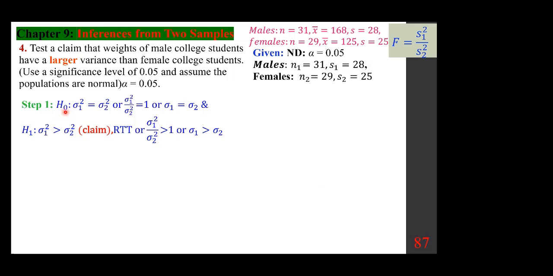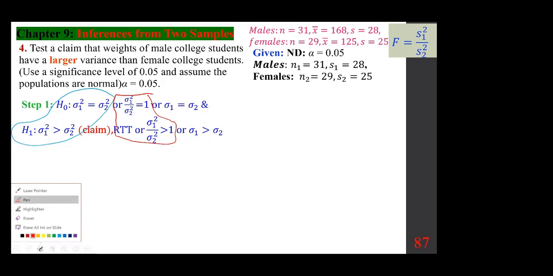You can write H0 as sigma 1 squared equals sigma 2 squared. If you go with that, because we said larger, and normally we want to make this a right tail test, H1 is sigma 1 squared is larger than sigma 2 squared. If you go with this, this is how you write it. You can write sigma 1 squared over sigma 2 squared equals 1. Therefore, sigma 1 squared over sigma 2 squared is larger than 1 for H1. You can even write sigma 1 is equal to sigma 2. Therefore, sigma 1 is larger than sigma 2. I'm writing three different ways. You can use any of those three, but do not mix and match.